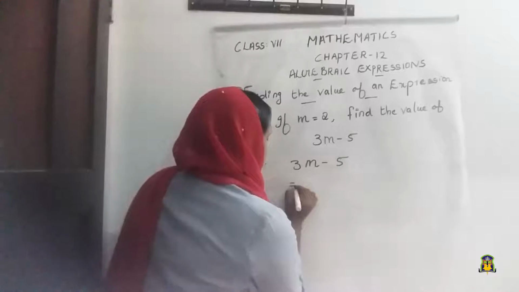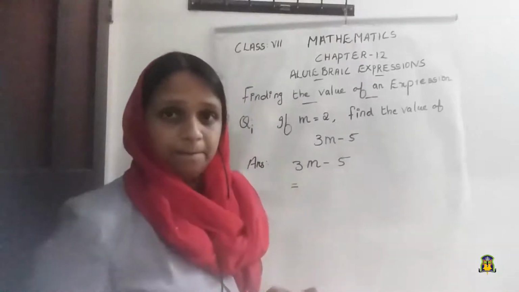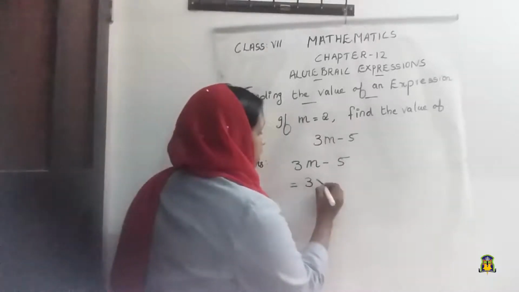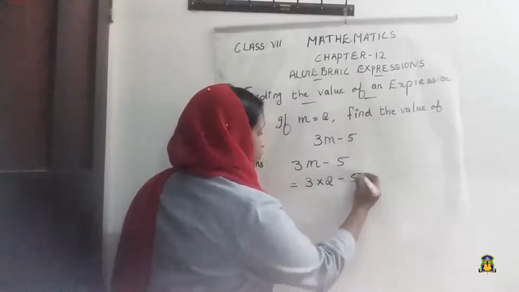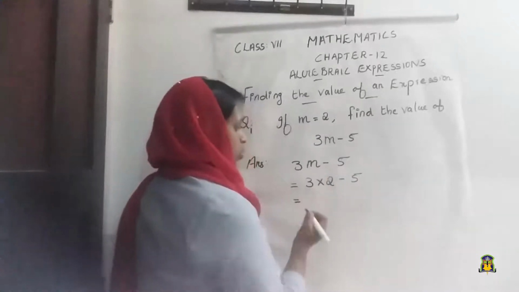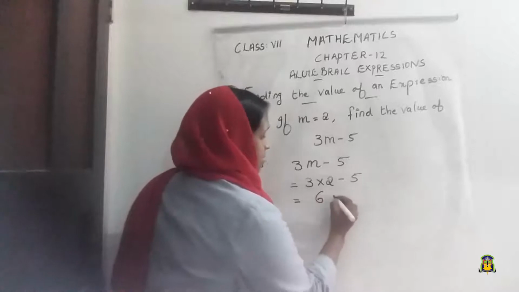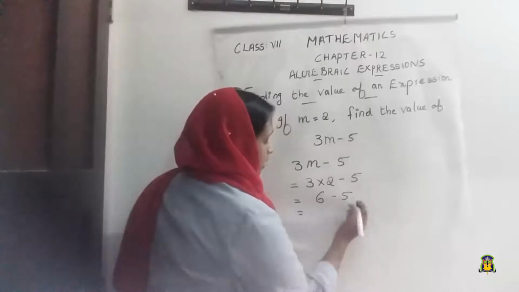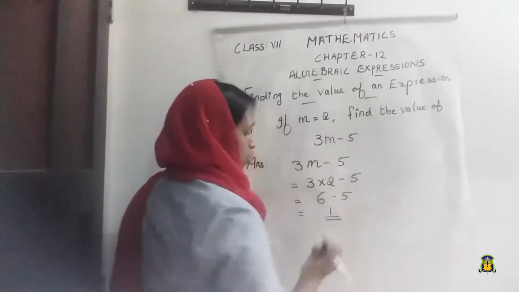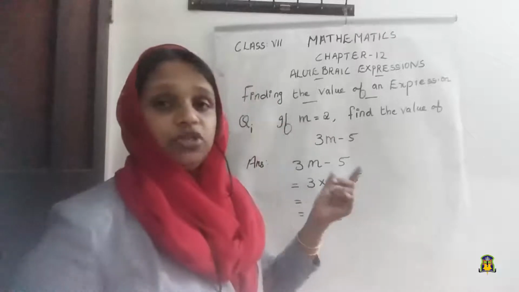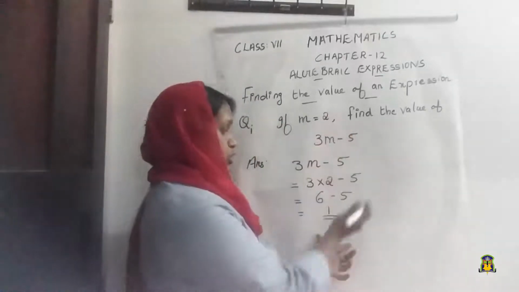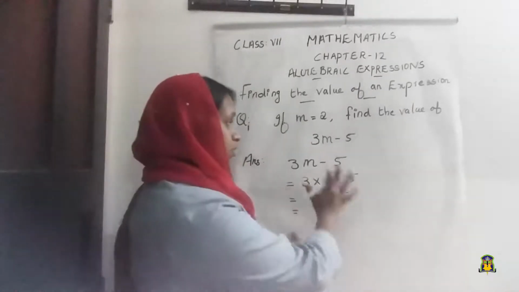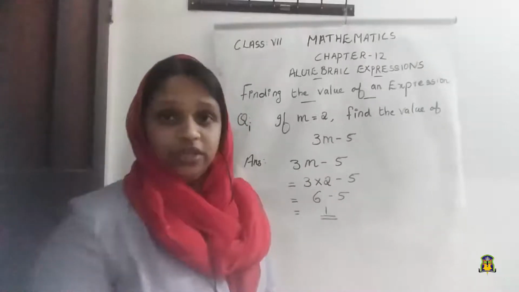So here we can substitute. Here the variable is m, so we can substitute the 2. M is equal to 2. That is 3 into 2 minus 5. Okay. That is equal to 3 into 2, 6. 6 minus 5, which is 1. So the value of this expression when m is equal to 2 is what? 1. Okay, so definitely this value depends on the value of the variable.